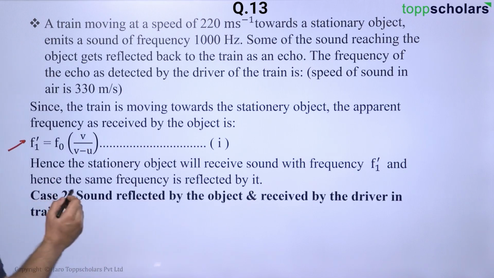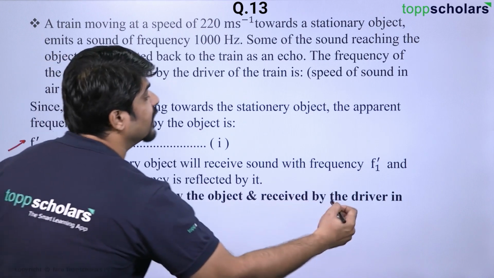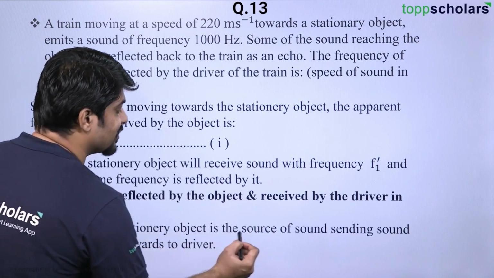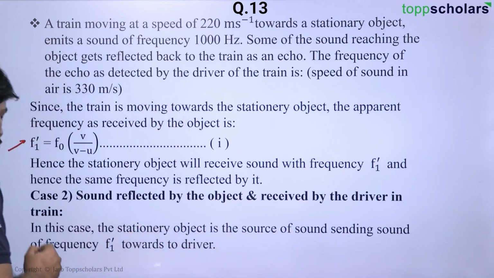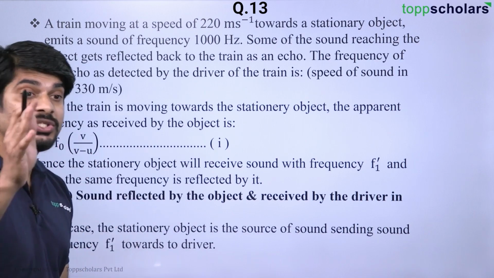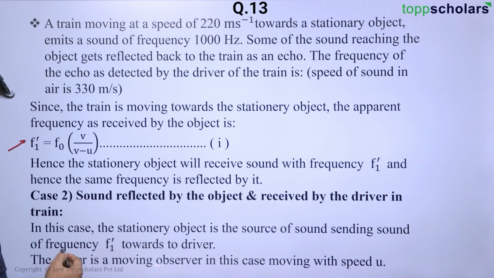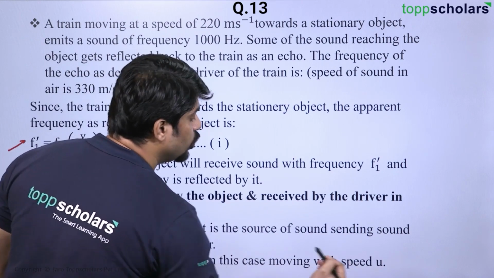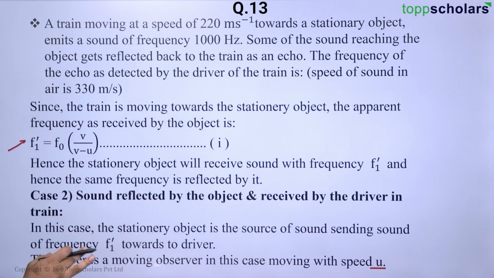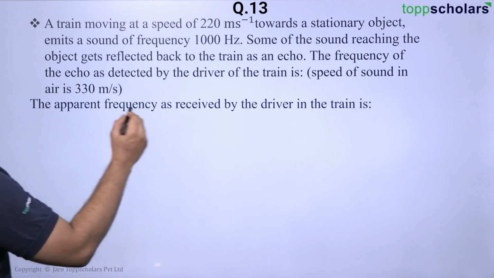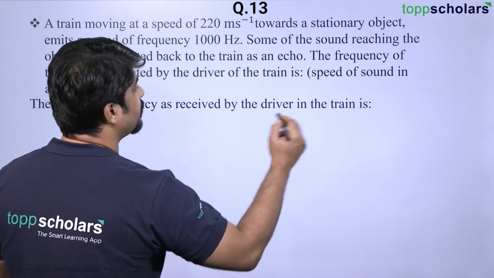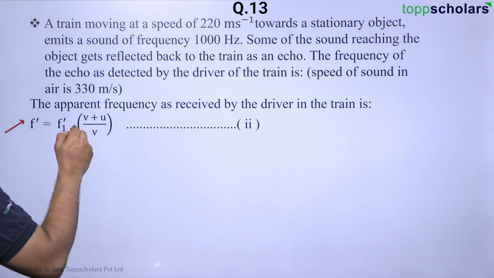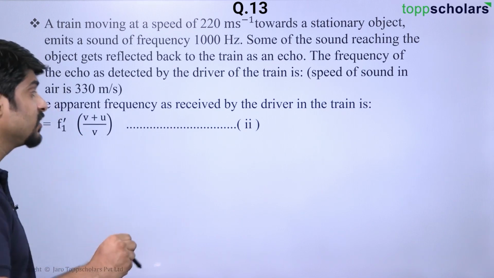Now, case 2 is this one, sound reflected by the object and received by the driver in the train. Now, the stationary object is the source of sound sending sound of frequency f1 dash towards the driver. Over here the driver is a moving observer, moving with speed u. So the apparent frequency received by the driver in the train is f dash equal to f1 dash into v plus u upon v. Again, this is according to the Doppler effect.